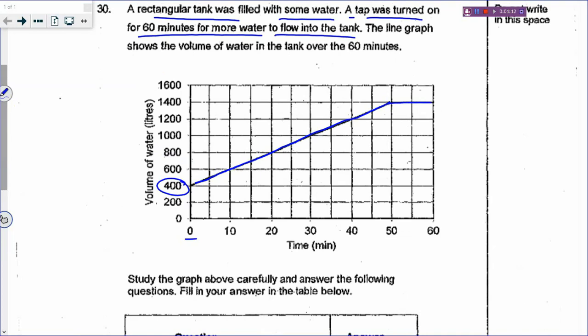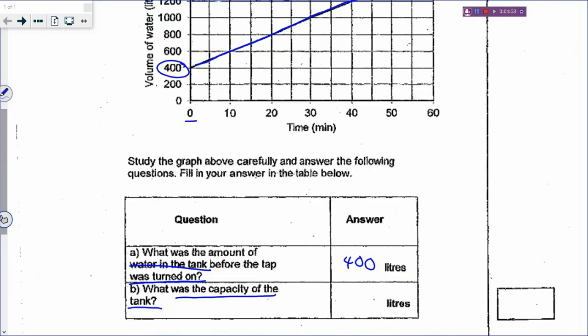So it must have shown that the tank is totally filled. So whatever water that still goes in must have overflowed. So the water level has reached the brim, the top of the tank. So that is the capacity of the tank. What is the capacity of the tank? It is the maximum water that can go inside, which is 1,400 liters. So the capacity of the tank is 1,400 liters. Alright, so we are done with paper 1.